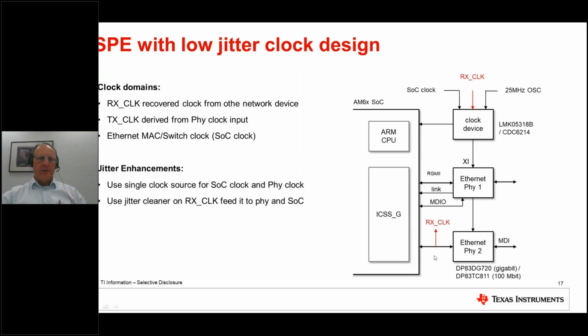The second one is a TX clock of an Ethernet PHY, which comes from the clock input to the PHY. And the third one is then the processing. If you bridge the data with a real-time Ethernet, then that SOC has its own clock domain. So to minimize the jitter in the system, you can combine clock domains. For example, the Ethernet transmit and the real-time Ethernet bridge function, clock it from the same clock source, which could be the SOC clock or a single 25 megahertz oscillator, which feeds the Ethernet physical layer and the ARM SOC.